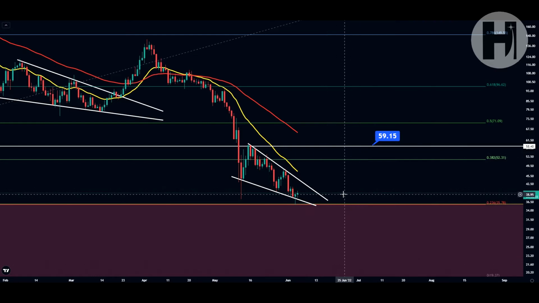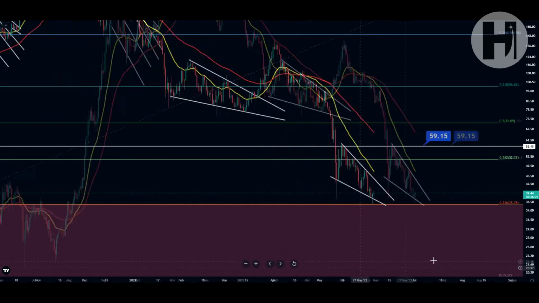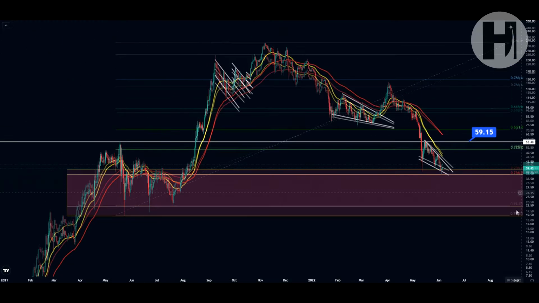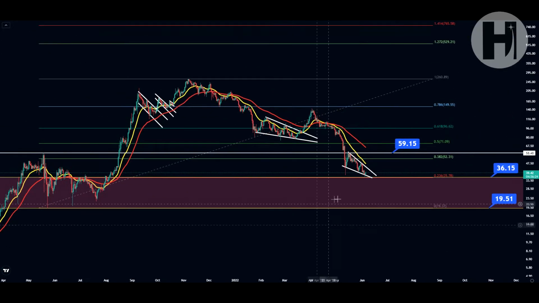Okay, so we have our target from where we are right now. That is a nice 48% trade. So potentially if you want to swing it, if you want to get in to have this trade, this is a good time to enter.